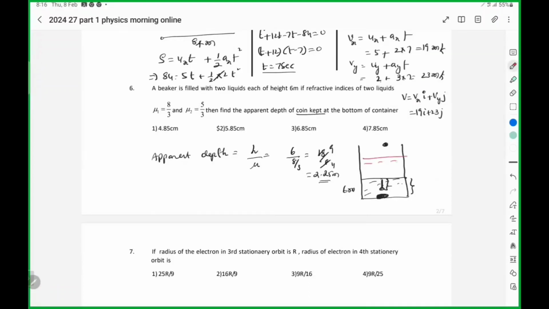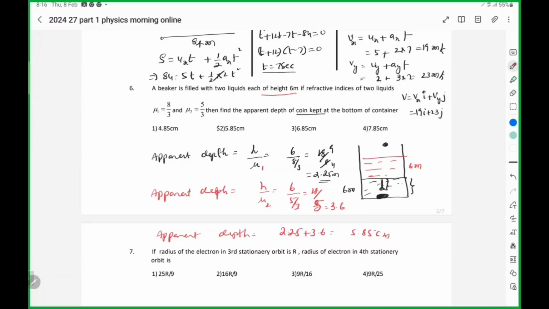Now if you consider the other liquid, again up to 6 meters height, the same height is considered because each is of height 6 meters, but here the refractive index changes for the different liquid, 5 by 3, so 18 by 5, which is 3.6. So the final apparent depth will be 2.25 plus 3.6, which is 5.85 meters.